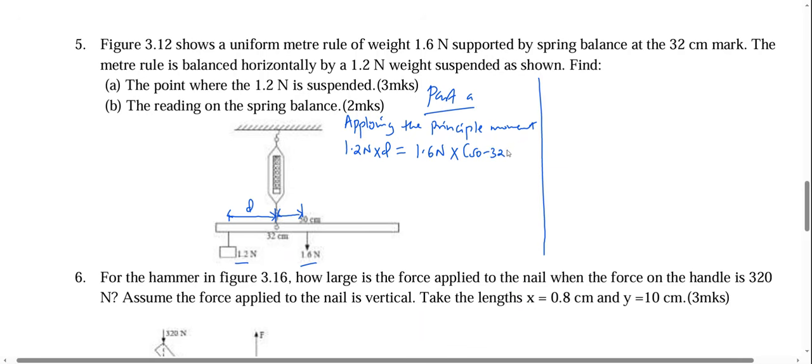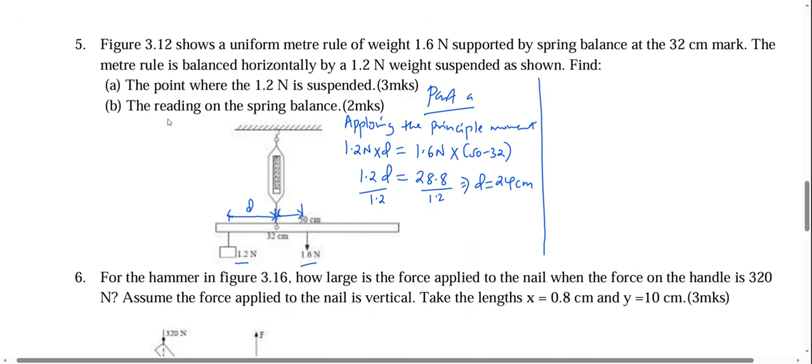50 minus 32. So evaluating this, we'll have 1.2D is equal to 28.8. Now I divide both sides of the equation by 1.2, and this gives me the distance D as 24 centimeters.